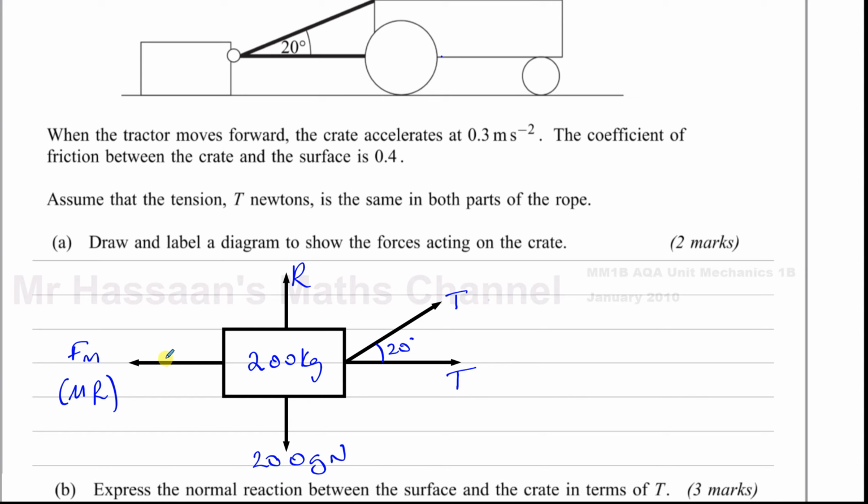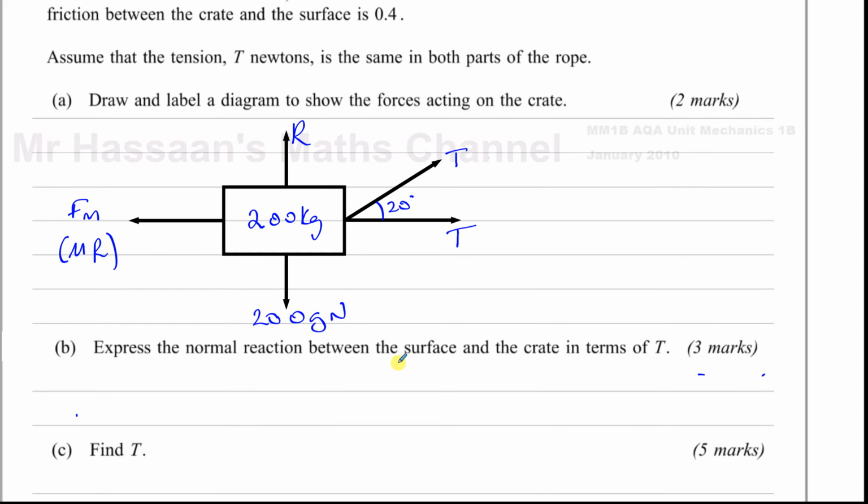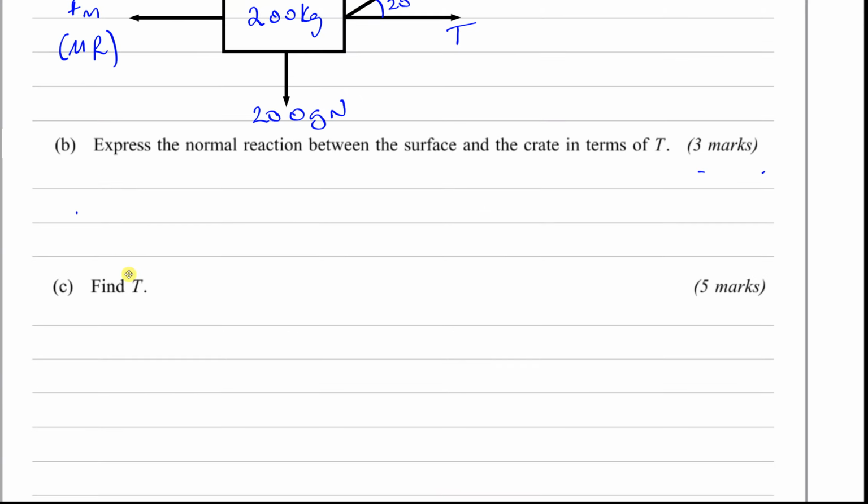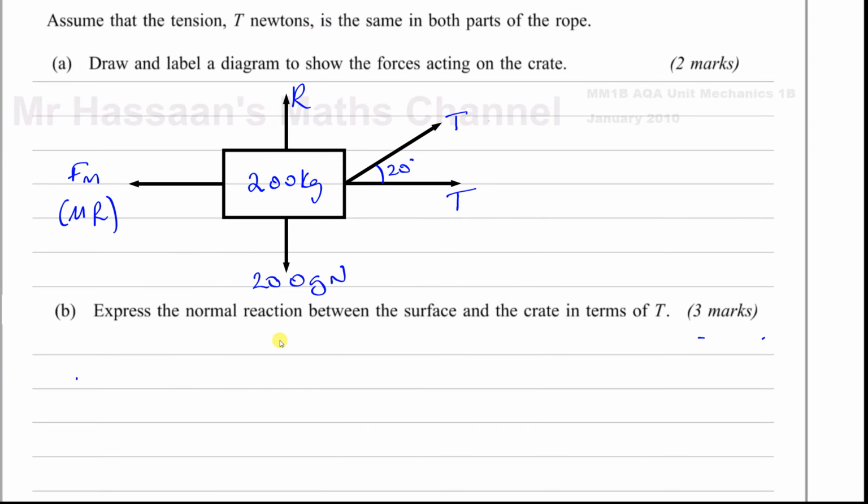Now for part B, it says express the normal reaction between the surface and the crate in terms of T. Now for this, just make a bit of space here. This is where there was a bit of a dispute between some of the students about how to do this. What I would do if I wanted to express the normal reaction force between the surface and the crate is resolve the forces vertically.